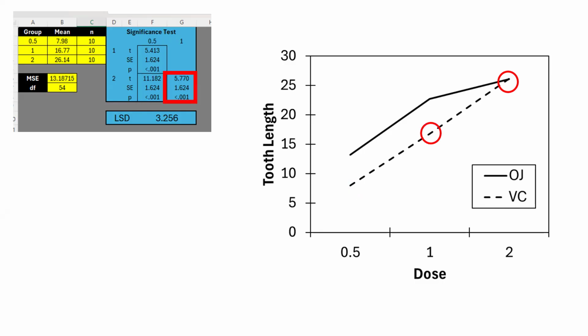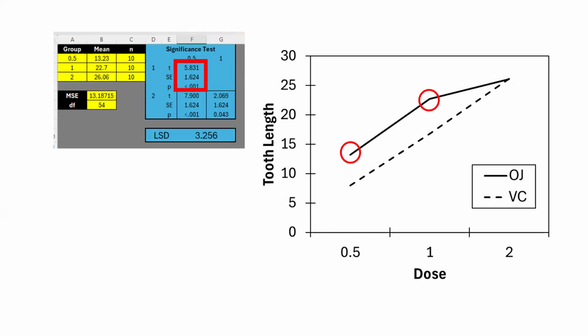And that's significant. And I can compare the dose of 1 to the dose of 2, and that's also significant. I can then go and do this again in the OJ condition, plugging those means in there, 13.23, 22.7, and 26.06, and I can compare those three to each other.